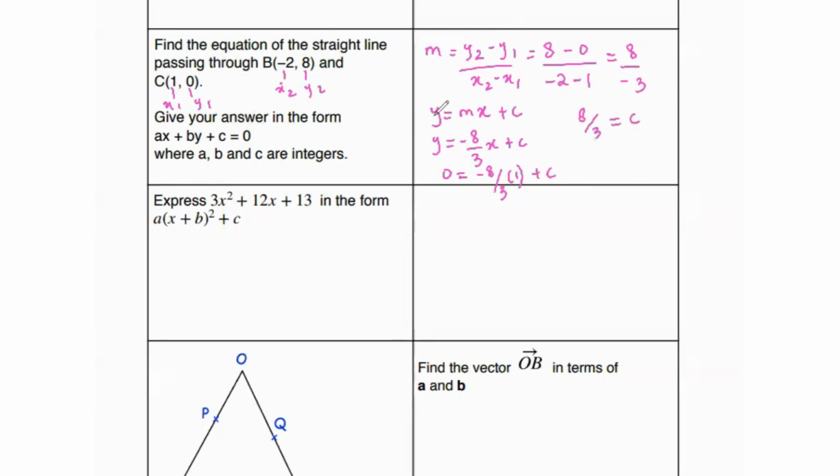So let's substitute this back in y equals mx plus c. That's going to be y equals negative 8 over 3x plus 8 over 3. To convert it into the general form, I'm going to multiply all of these terms by 3 to get rid of the fraction. So that's going to give us 3y equals negative 8x plus 8. And then we move all the terms to one side. So 3y plus 8x minus 8 equals 0 is our answer for this.